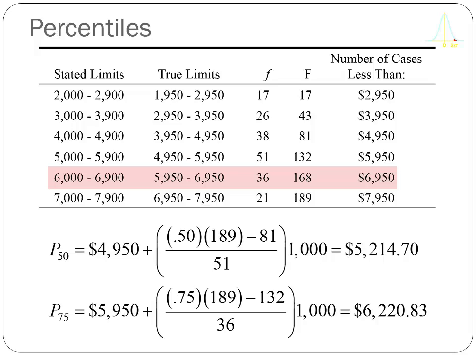The only difference now is in the numbers that I put into this formula. I substitute 0.75 for my percentile. I substitute 36 for the number of cases in the interval that contains the 75th percentile, and I substitute in 132 for the total number of cases up to but not including the interval that contains the percentile. My width is still $1,000, and I get my estimate of the value of the income for the 75th percentile of approximately $6,221.